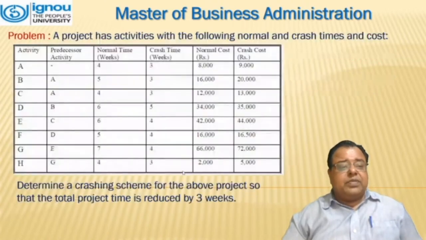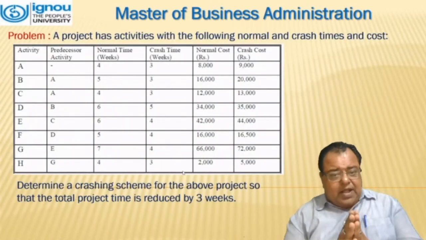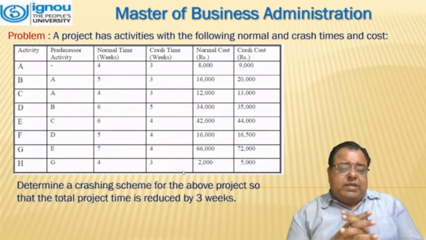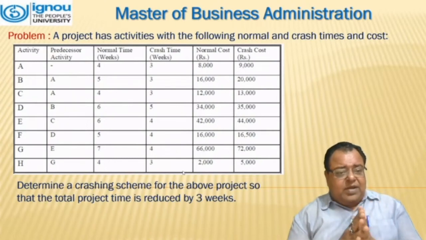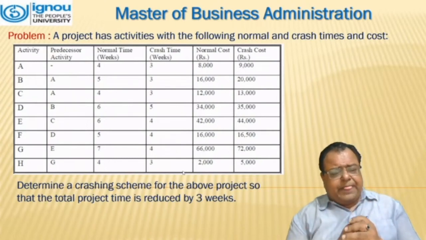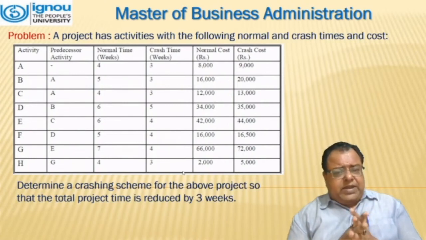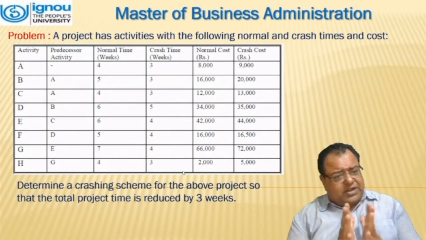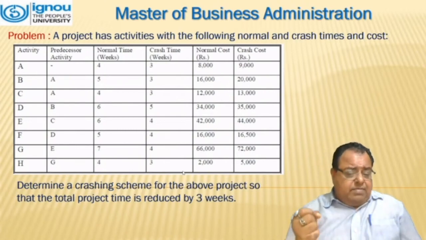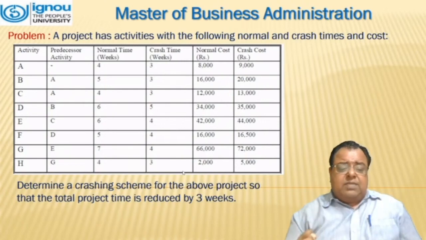Step 3 again. Now we see how this can be performed with a practical example. A project has activities with the following normal and crash time and cost. All the things are given to us. We have to determine a crashing scheme for the above project so that the total project time is reduced by 3 weeks.